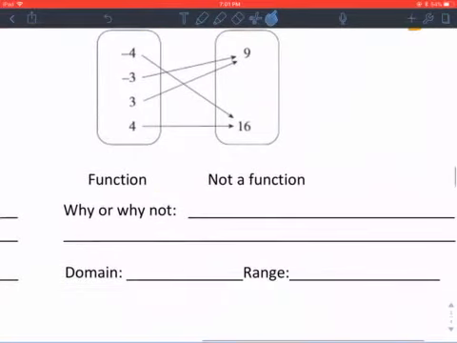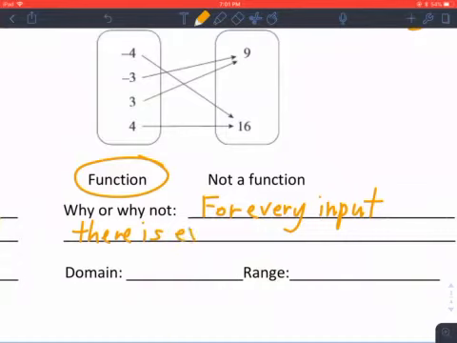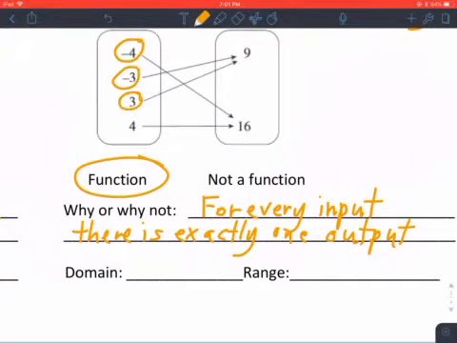Okay, and then last problem. So, function or not a function, this one is a function. For every input, there is exactly one output. So each one of these input values is paired with just one number. So -4 is just paired with 16, -3 is just paired with 9, 3 is just paired with 9, and 4 is just paired with 16. So this is a function.